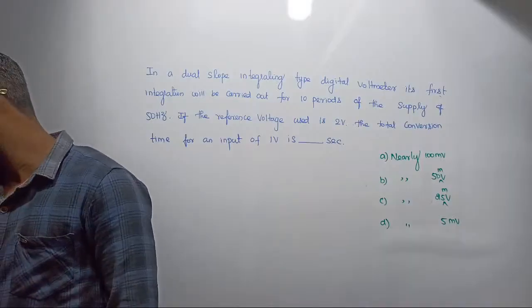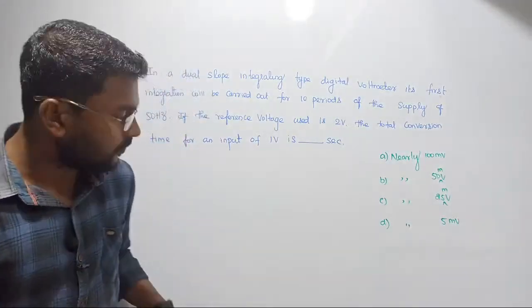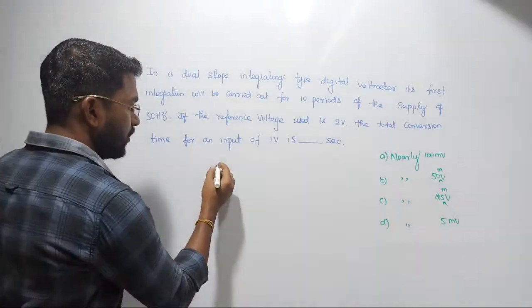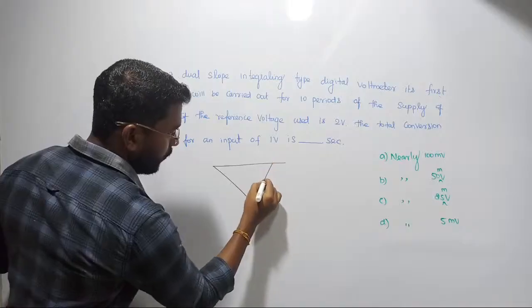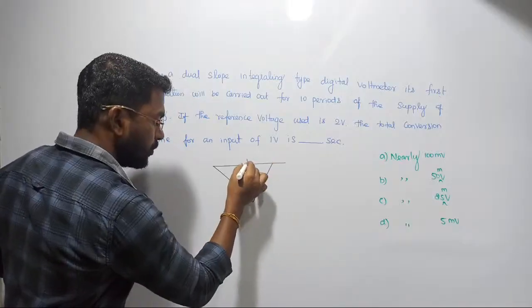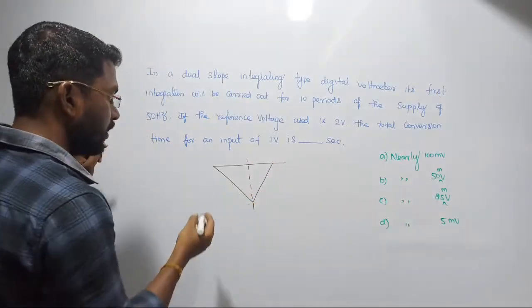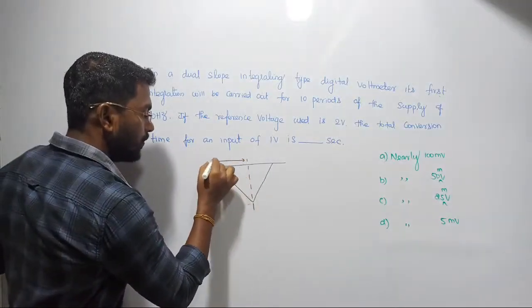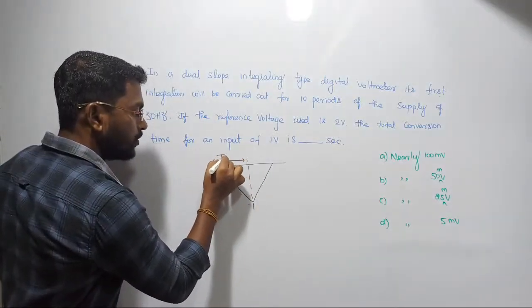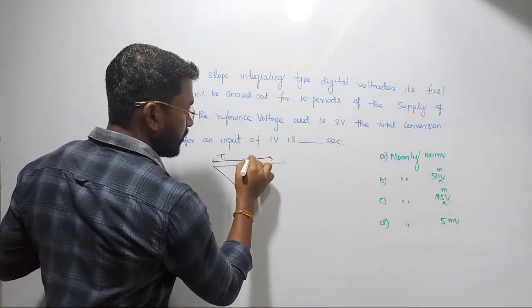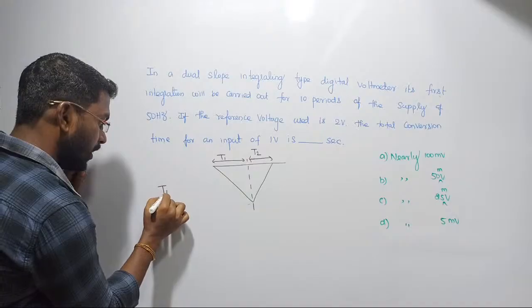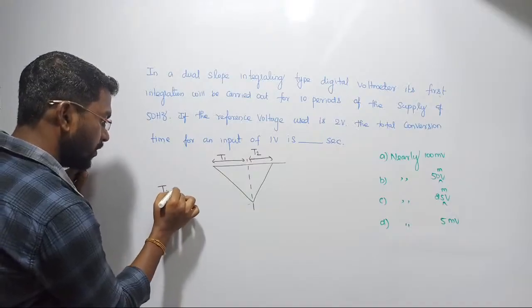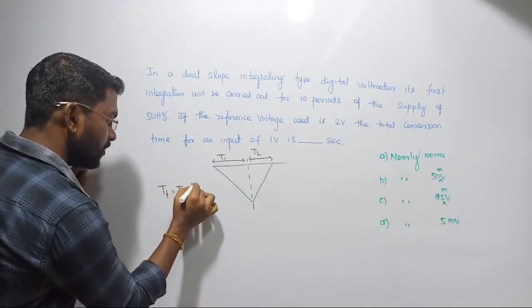See, first of all, let me define what we saw in the dual slope integrator. Let me draw the waveform first. I think we took 2 periods. Let me call this one T1 and this period T2. So the total conversion time, TT, is equal to T1 plus T2.